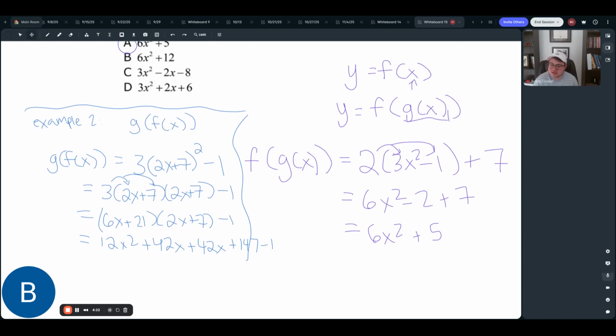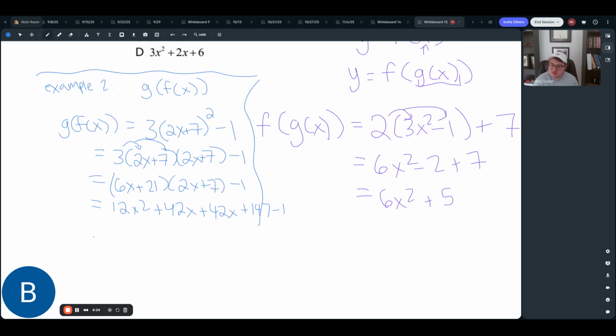And then our very last step here, that's going to be 12x squared plus 84x plus 146. And that would be our most simplified version of that.